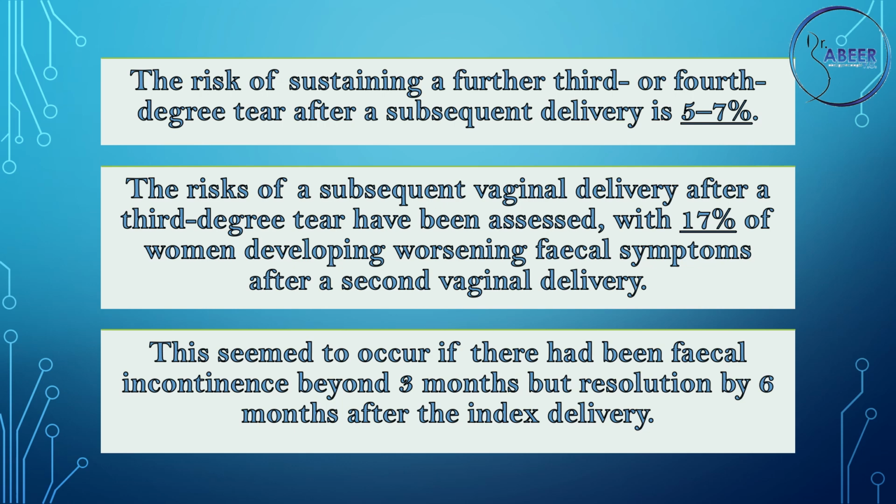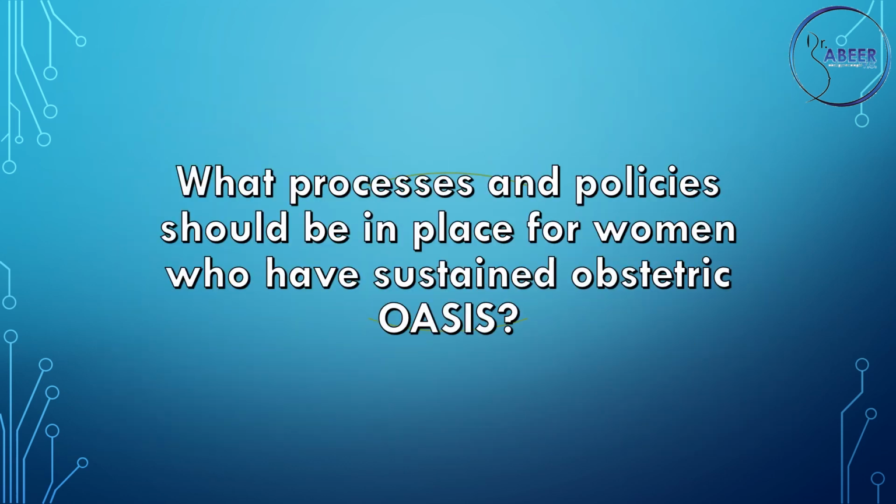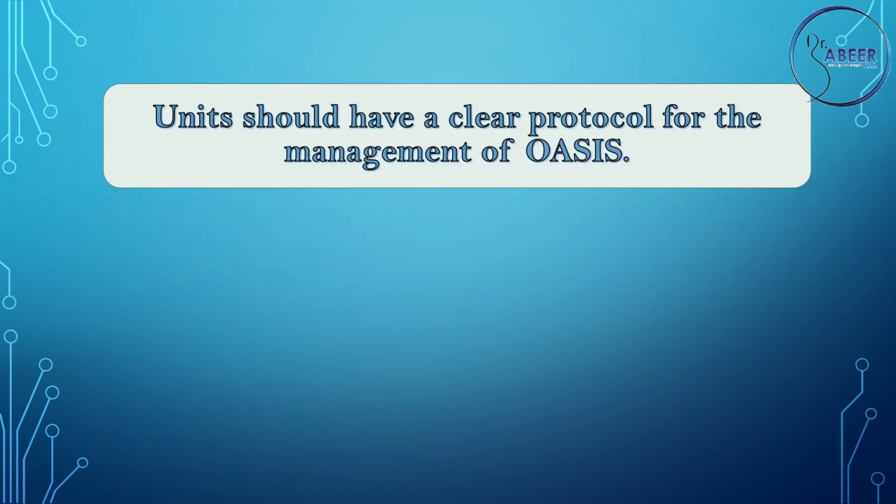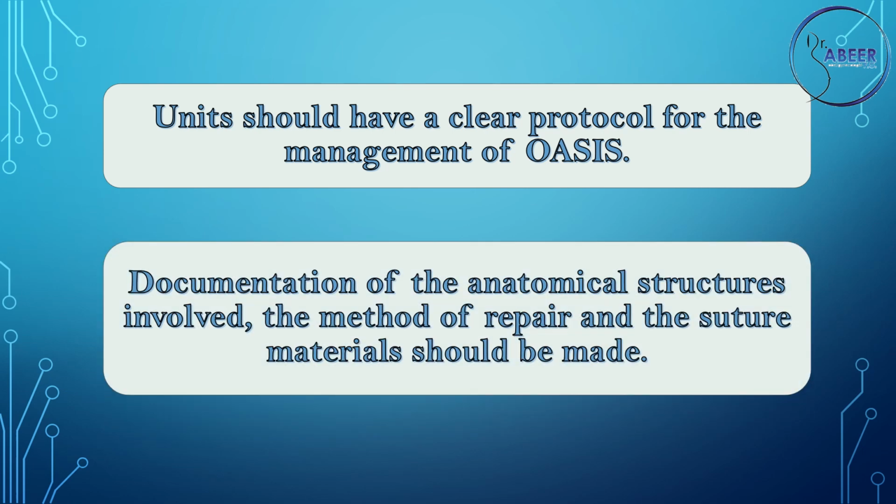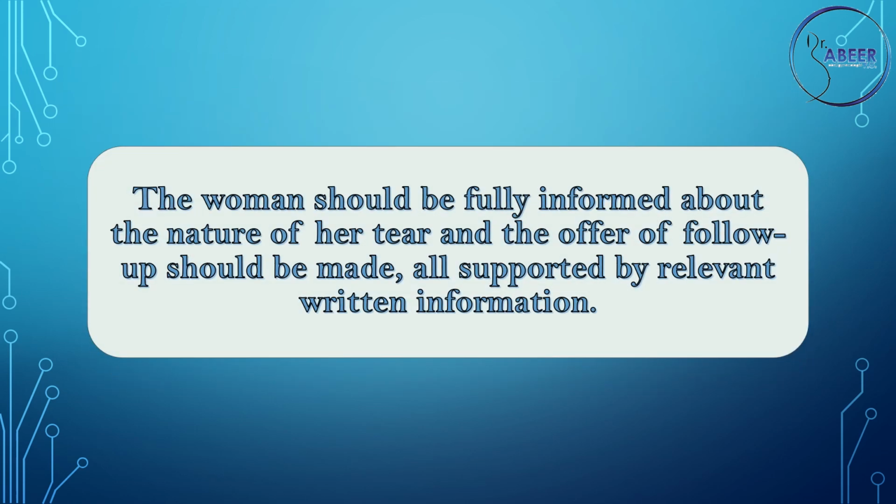Risk management. What processes and policies should be in place for women who have sustained obstetric anal sphincter injuries? Units should have a clear protocol for the management of obstetric anal sphincter injuries. Documentation of the anatomical structures involved, the method of repair, and the suture materials should be made. The woman should be fully informed about the nature of her tear, and the offer of follow-up should be made, all supported by relevant written information.